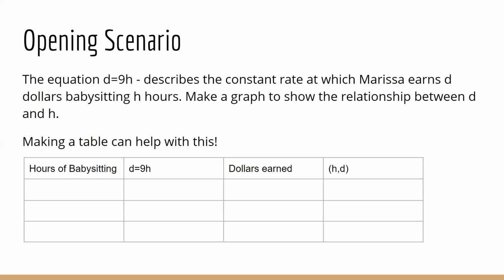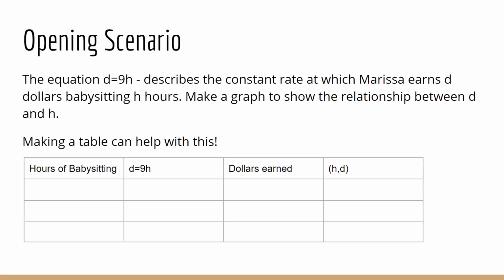So this opening scenario says the equation D equals 9H. So remember a letter next to a number, so the 9H means multiplication. So it describes the constant rate meaning that it's increasing by the same thing every time. If it's constant, it's continuing at the same rate. So at which Marissa earns D dollars babysitting H hours. So I know that D represents dollars and I know that H represents hours. Then make a graph to show the relationship between D and H.